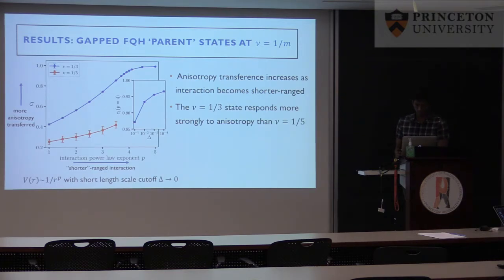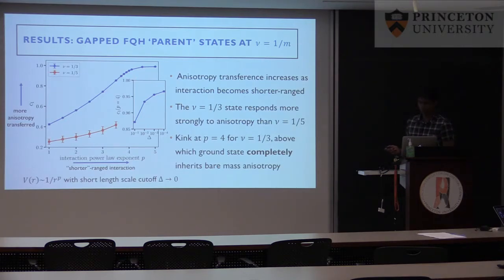But the most interesting thing in this figure, according to me, is the fact that there is a kink here, and kinks are always interesting in physics. So it seems like, modulo numerical accuracy, that above a power law of 1 over r to the 4, the anisotropy transfer is complete in the sense that the interaction does not do anything to dampen the effects of the band mass anisotropy. And that is quite interesting.